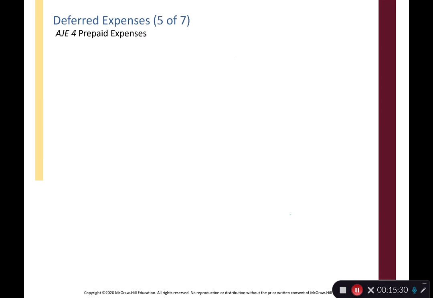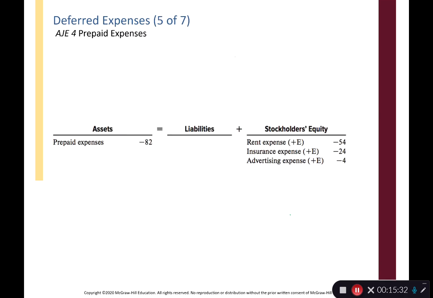So to record our adjustment, we start with our accounting equation. We have revenue minus expense equals net income. We have a total amount of expenses of 82, which is made up of rent of 54, insurance of 24, and advertising of 4. That makes net income go down 54, 24, and 4. Which in turn makes equity go down by all of those amounts. And then our individual prepaid accounts also are going to go down because we've used them up.